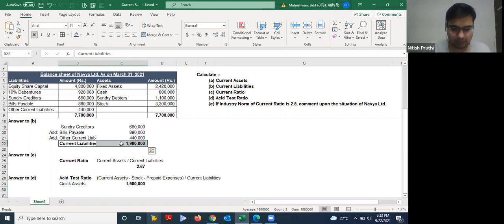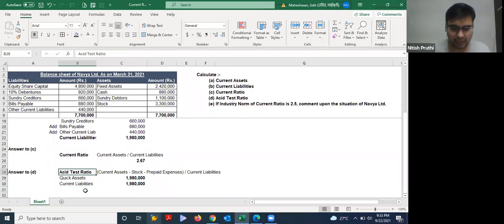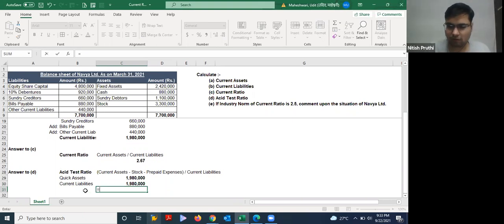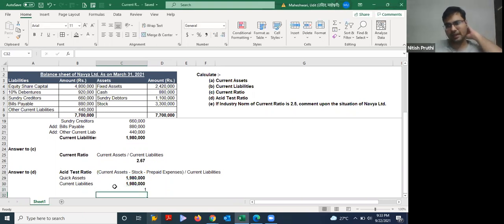So quick assets, I have 19,80,000. I have current liabilities of 19,80,000, and accordingly, I have an asset test ratio of 1:1. So what does it imply? It implies that my most readily convertible assets into cash are equivalent to my current liabilities.